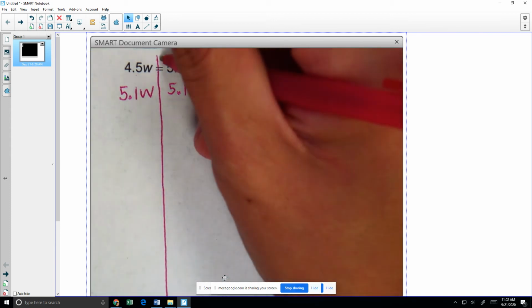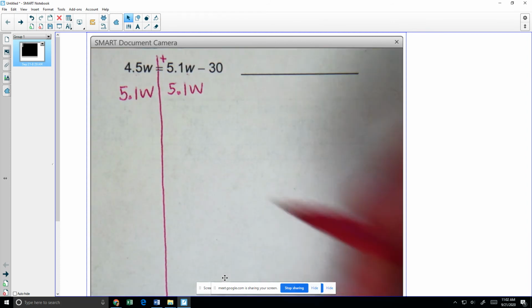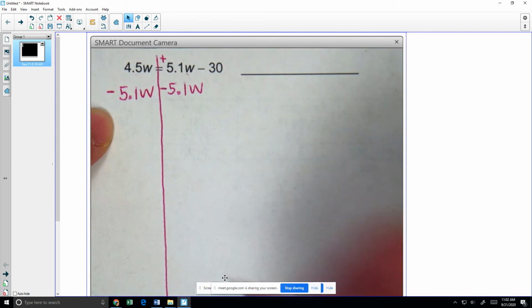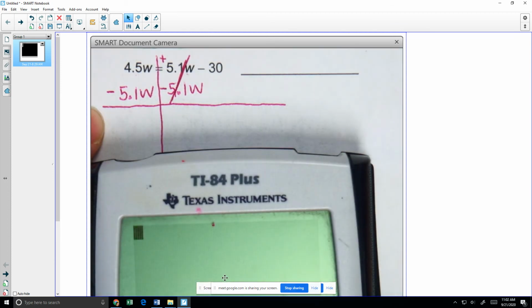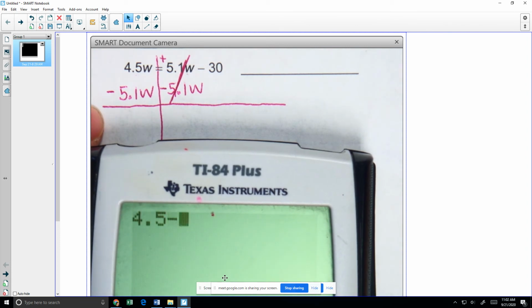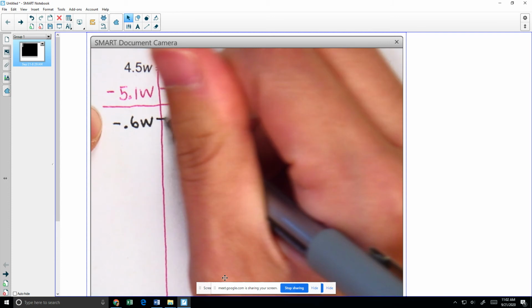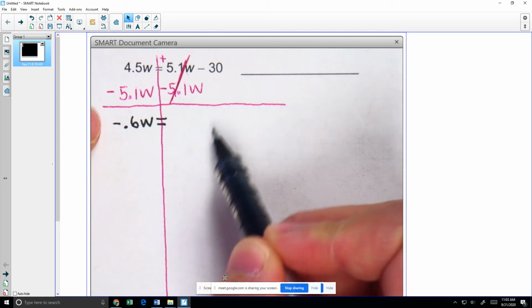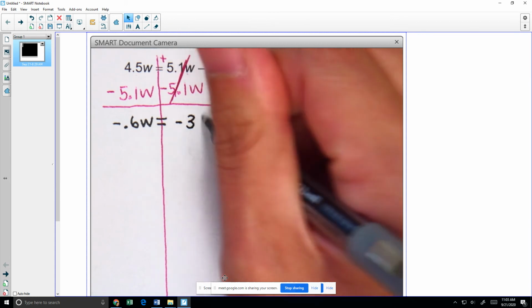Okay, this is an imaginary positive 5.1. Karina, what's the opposite of positive? Negative, which is the same thing as saying minus. Thank you. So I'm actually going to minus 5.1 W on both sides. So that cancels out. Okay, so in my calculator, 4.5 minus 5.1, I get negative 0.6. So negative 0.6 W equals, what do you guys think? Is that a positive or a negative 30 on this side? Negative, good job, right? Because it's a minus 30. Minus 30 is negative 30.